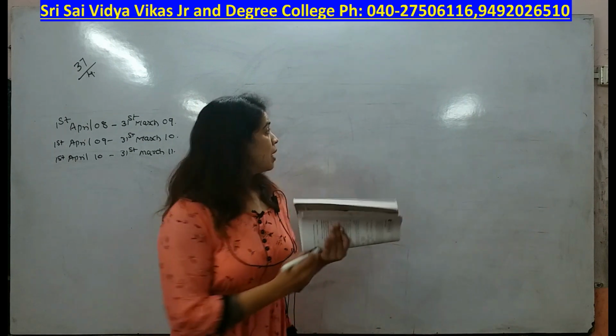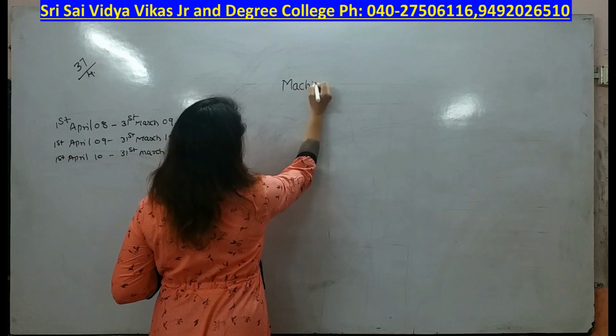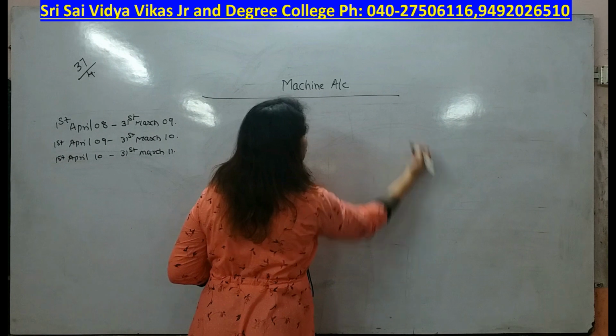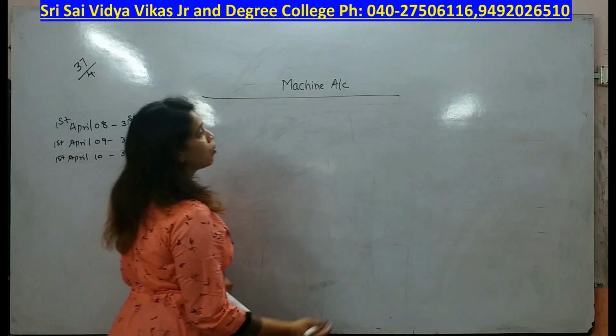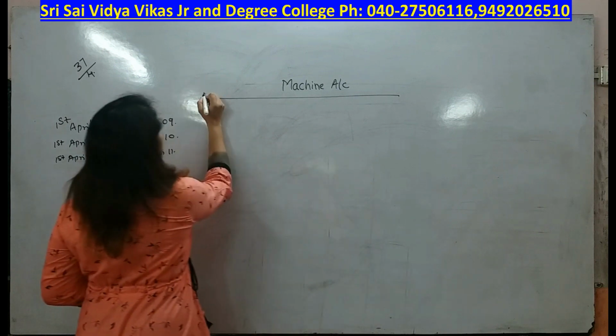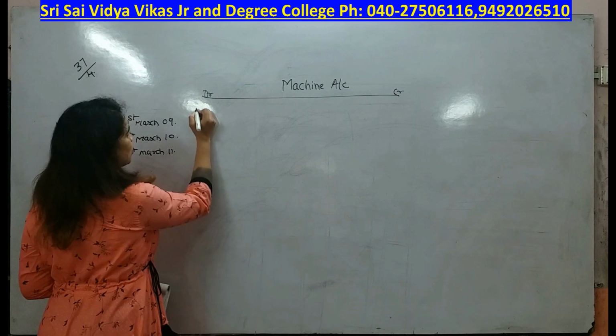Okay, now let us see machine account. They are asking us to prepare which account? Machine account. Machine is an asset. So, which principle we are going to follow? Debit what comes in, credit what goes out. Okay, this is a real account. It is divided into two parts, debit and credit.